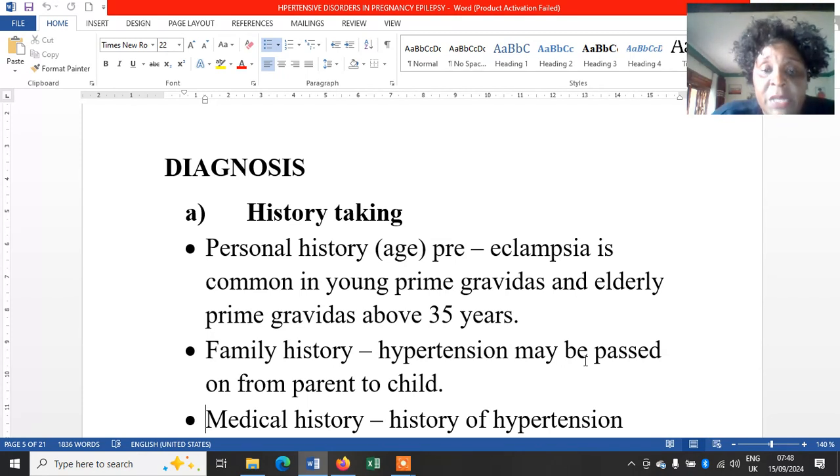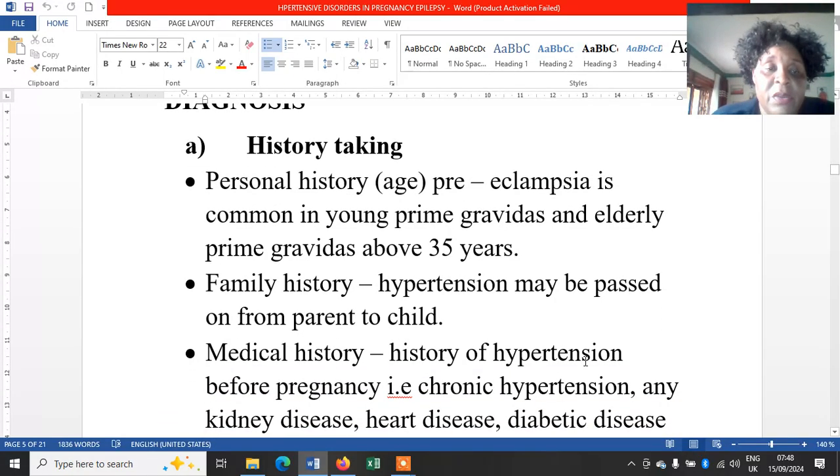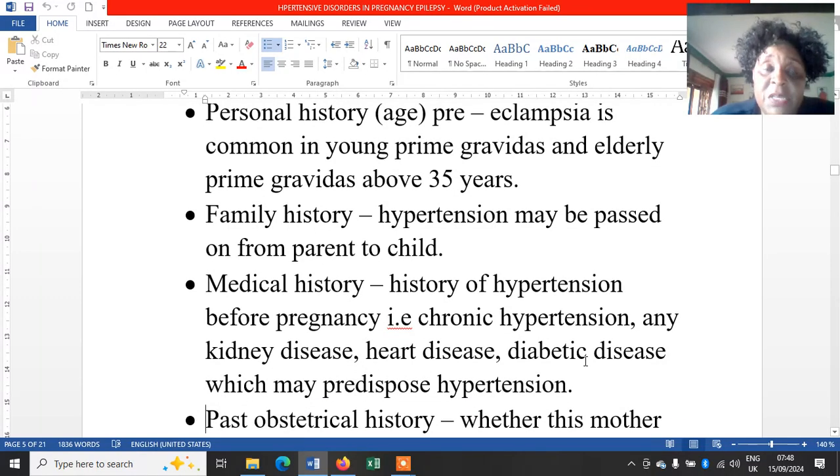also in elderly primigravidas of about 35 years and above. So usually we take the family history and we ask about the chronic diseases like hypertension, diabetes, epilepsy, asthma, etc. And on family history, we shall have a positive hypertensive history, either from the parent, either mother or father. So this woman will report a positive family history.